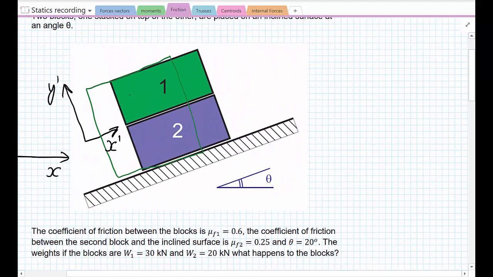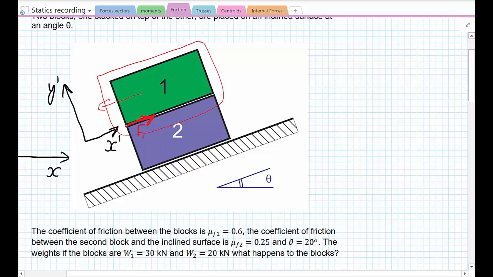So block 1, to keep block 1 from sliding past block 2, so moving like this, we need to have a friction force opposing that motion, and that is what we did in analysing the free body diagram of block 1. However, on block 2, what this means is the equal and opposite force is coming from block 1 and pushing on block 2.